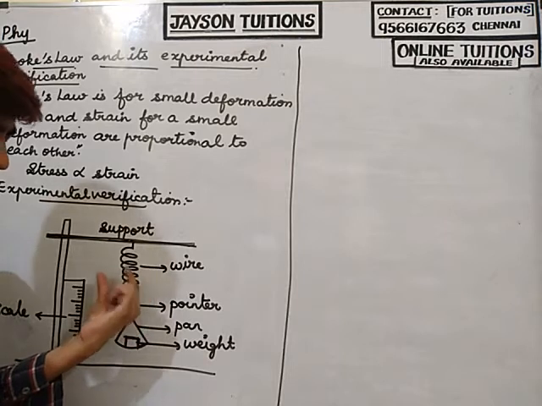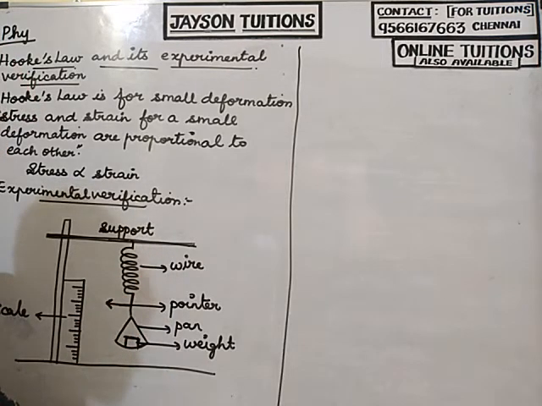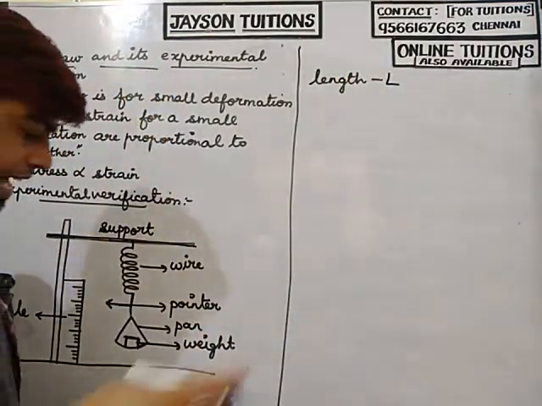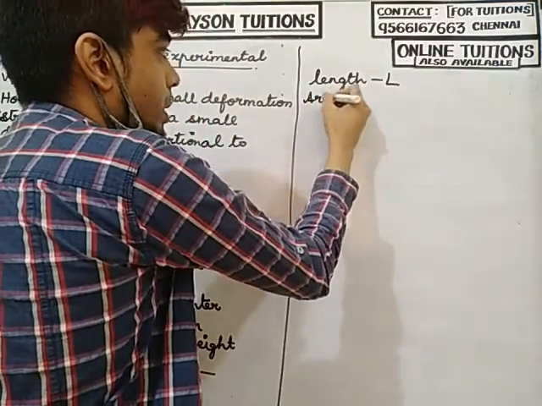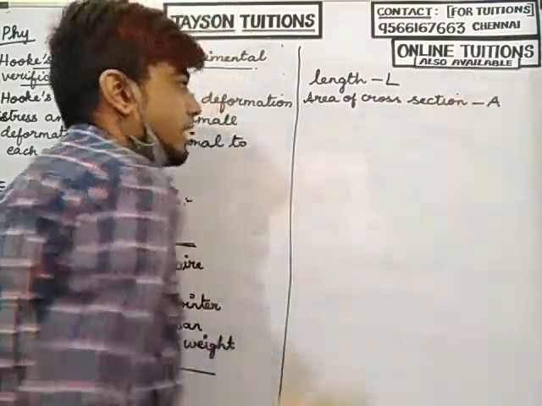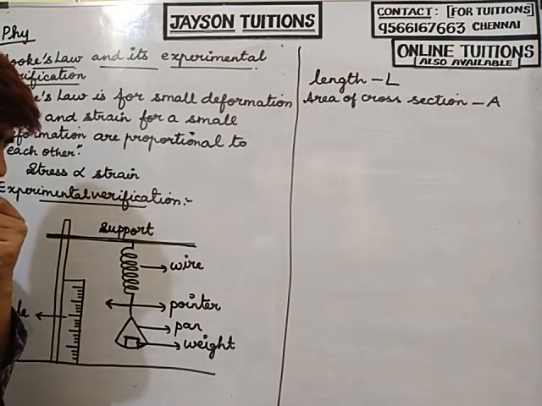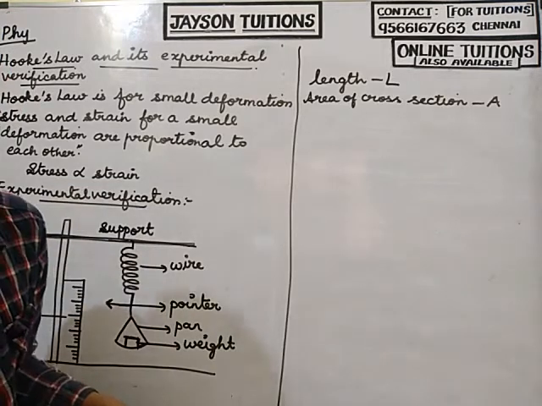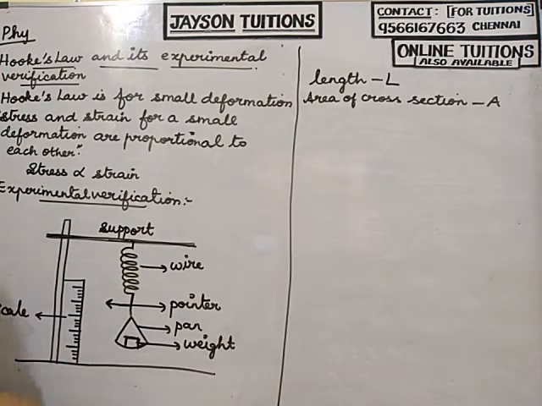A thin wire which stretches like a spring has a length L and area of cross section A. Second point, a pan and a pointer are attached to the free end of the wire.